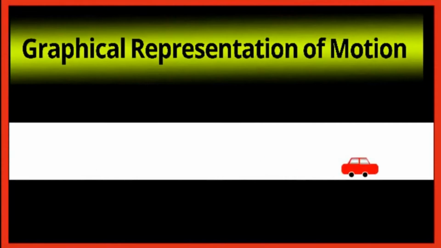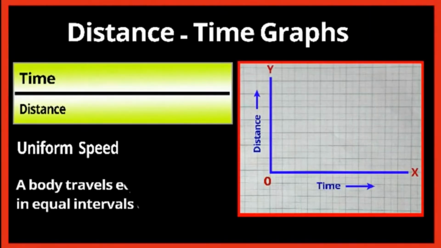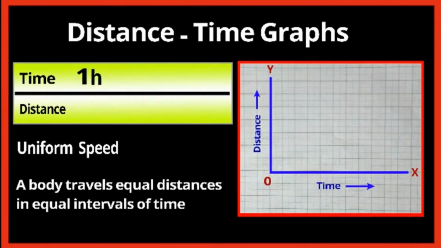Now let us understand what is uniform motion, what is uniform speed. Uniform speed or uniform motion means when the body covers equal distances in equal intervals of time, then it is known as uniform speed. And this is also known as uniform motion. Generally, it takes a straight path.